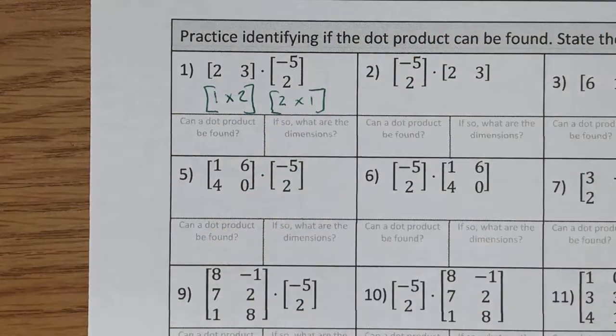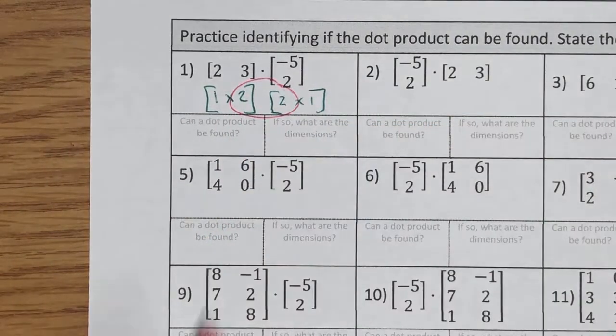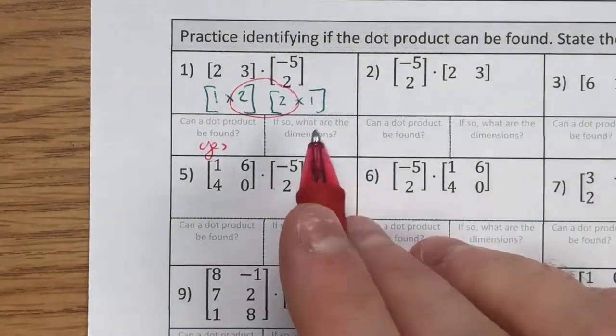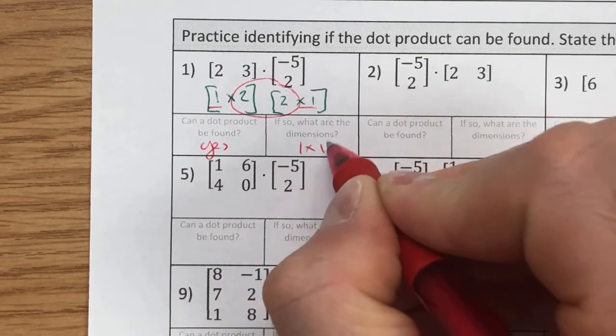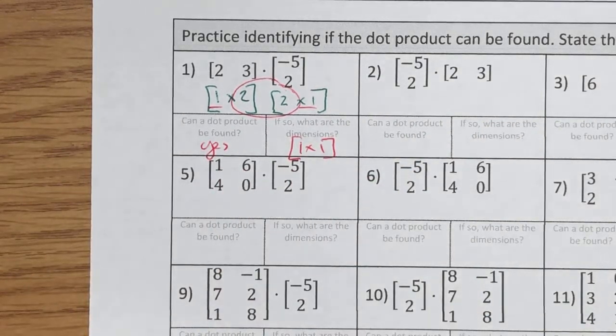And again, what we're checking for is, do the inside numbers match? So can a dot product be found? Yes. If so, what are the dimensions? Well, the dimensions will be a 1 by 1. Our matrix will basically be reduced down to a scalar.